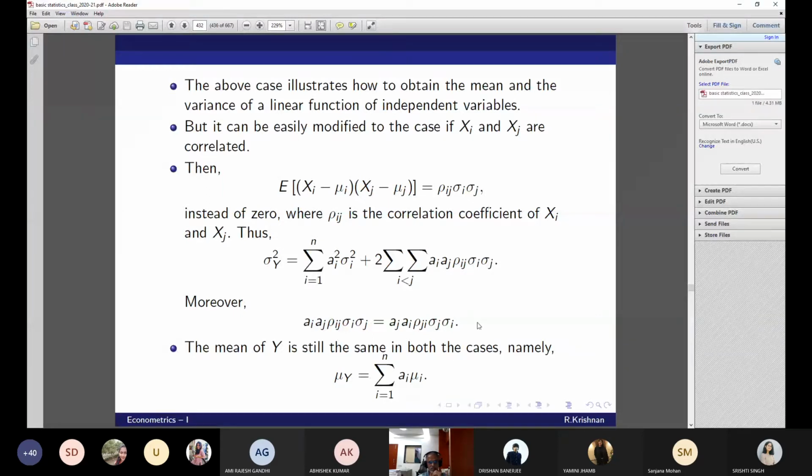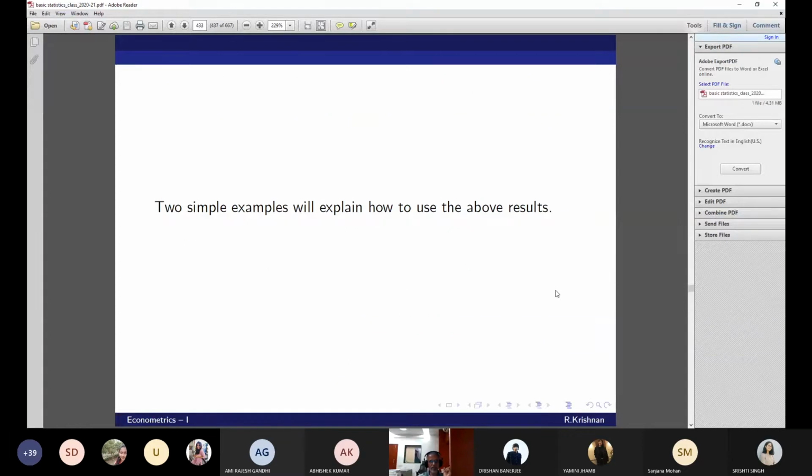What does this statement tell you? Ai aj rho ij sigma i sigma j is equal to aj ai rho ji sigma j sigma i. So it's symmetric, in the sense that the off-diagonal elements are the same. Can you see the off-diagonal elements? Yes, they're the same because it's a symmetric matrix, right? The mean of y is still the same in both the cases, namely mu y is equal to the sum of ai mu i, but the variance differs. Two simple examples will explain how to use the above results.